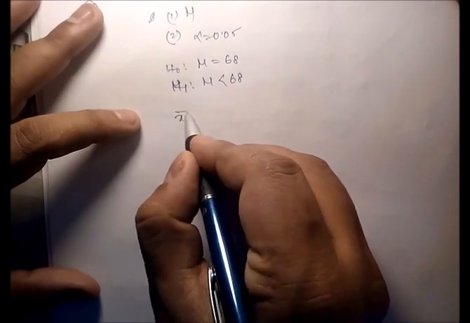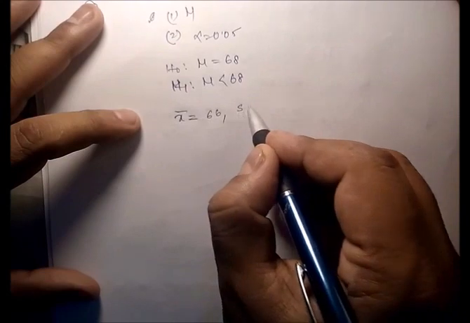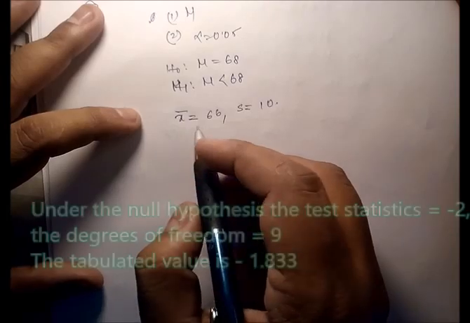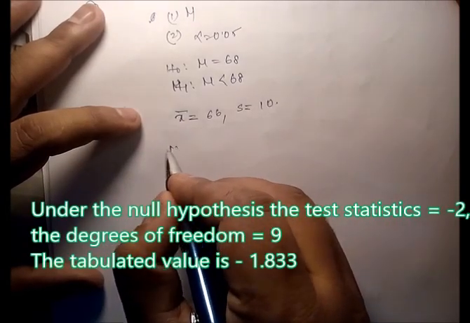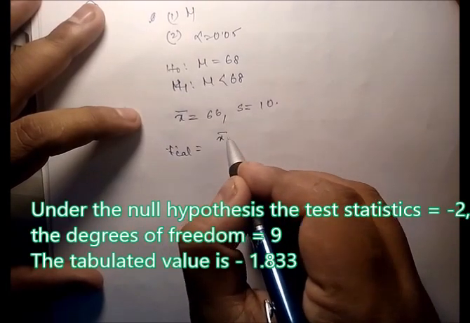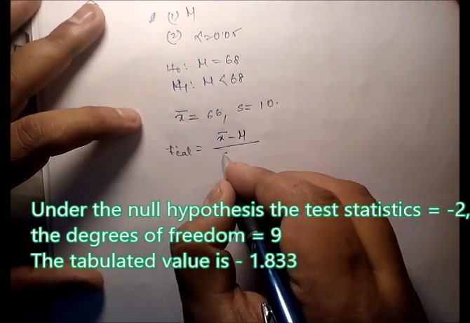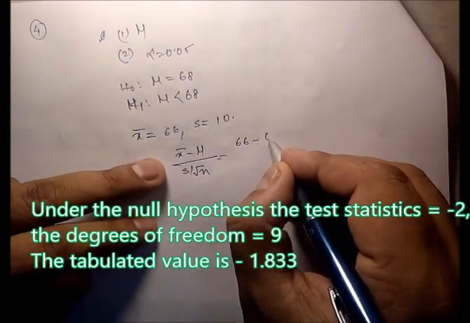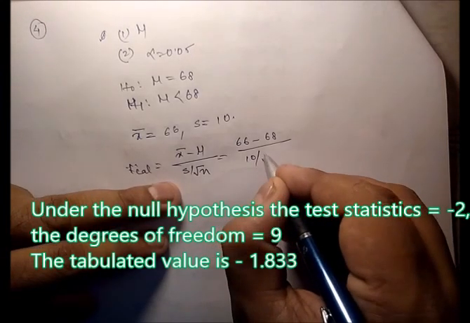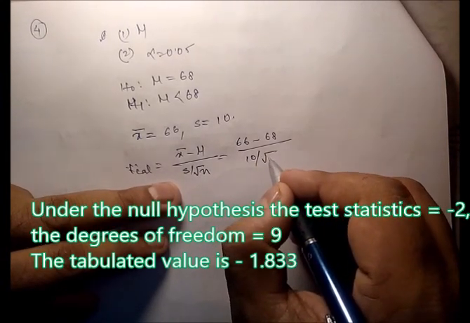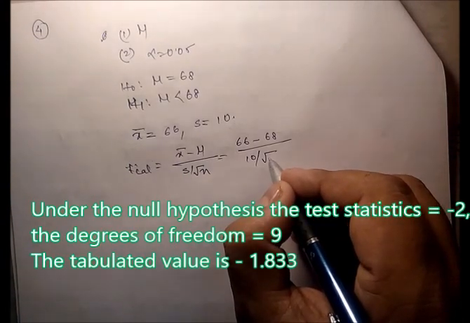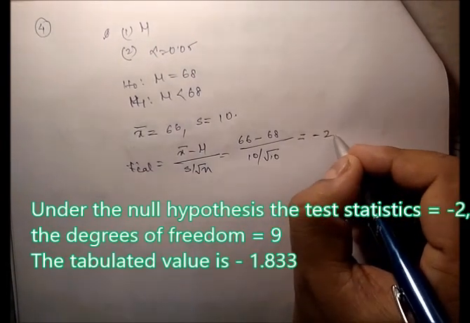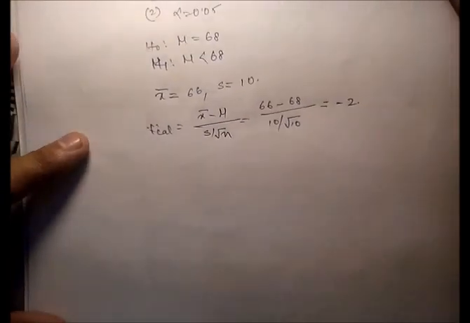Now we calculate the sample mean, which is 66. We calculate the standard deviation, which is 10. Under the null hypothesis, the test statistic is t calculated equals x bar minus mu divided by s over square root of n. X bar is 66, mu is 68, s is 10, and square root of n is 10. So the value is minus 2. Now it's a left tail test.